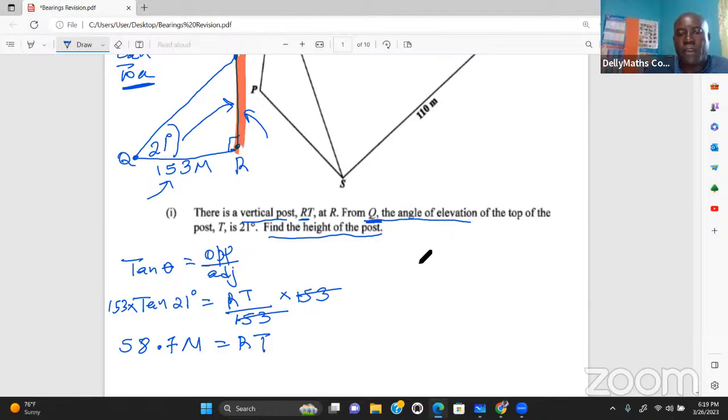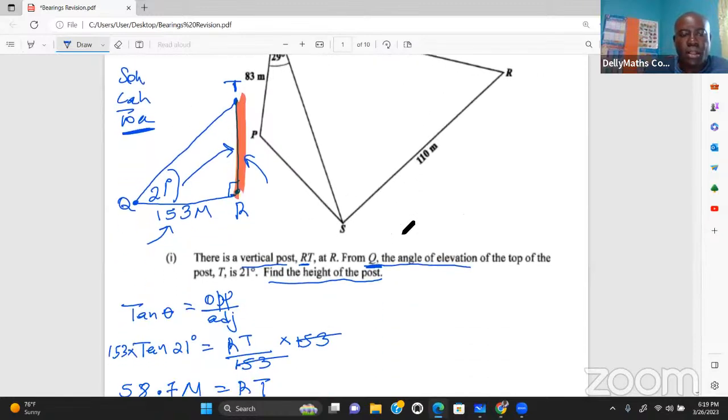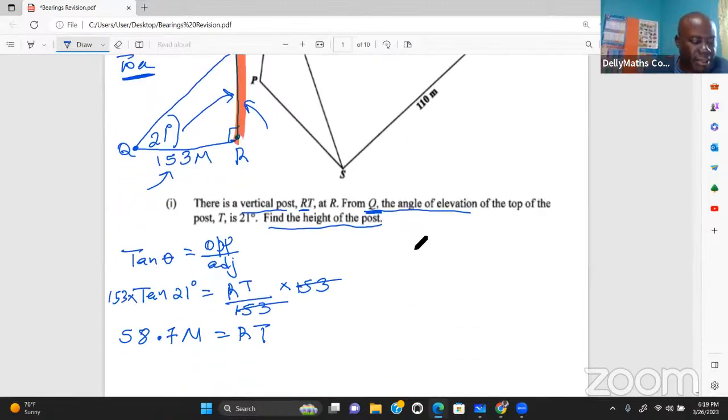Make sure that you are following instructions. If they ask for a specific rounding off, they didn't ask, so the answer is 58.73. So you could say 58.7. All right, we could use 3 significant figures for the final answer. So that is the answer there.